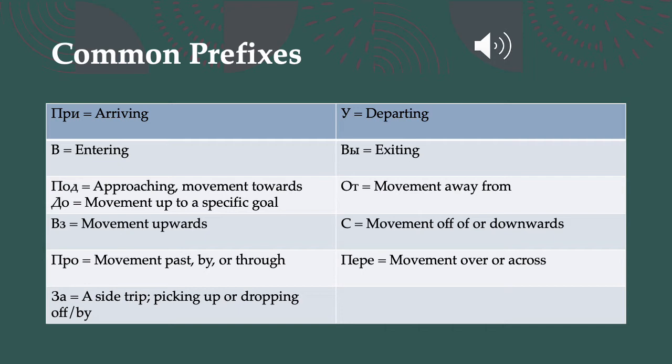And then the last one isn't really paired with anything, but we have za, which, with a verb of motion, indicates a side trip or picking up or dropping off someone or dropping by someone's house. So those are the most common prefixes. There are more, but those are the most common prefixes of verbs of motion. And we will go over them in more detail in later lectures.